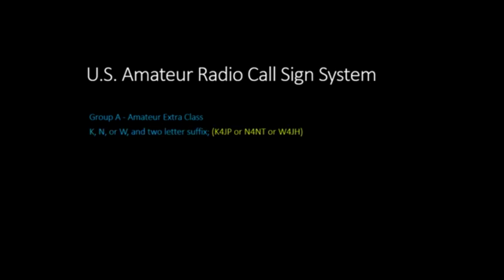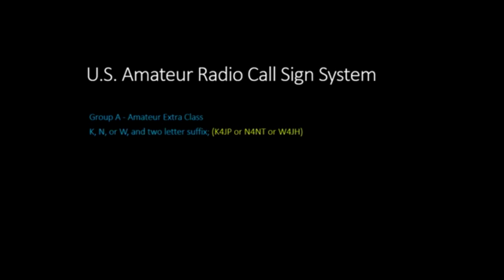And then Group A is extra class. Still eligible for the KN or the W, two-letter suffix, that kind of thing. As far as the prefix would be KN or W, and then a two-letter suffix. And here's some examples of call signs. There's mine in the middle there. Some call signs that we know you can get in this style. These are exclusively reserved for extra class.